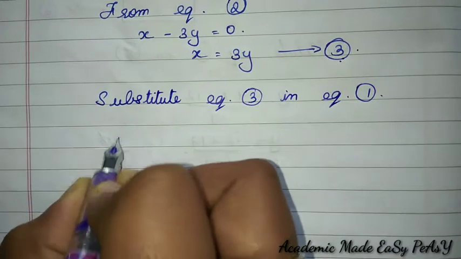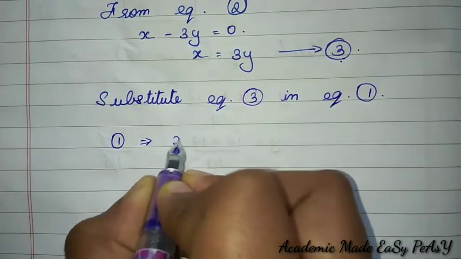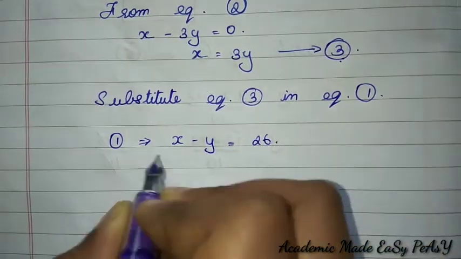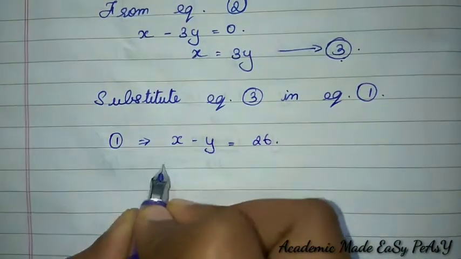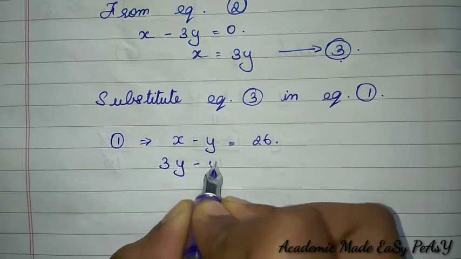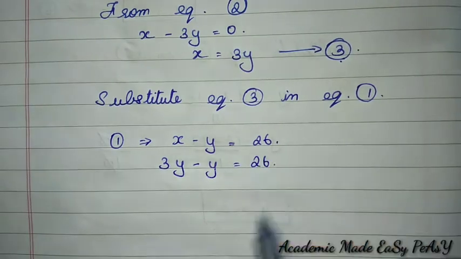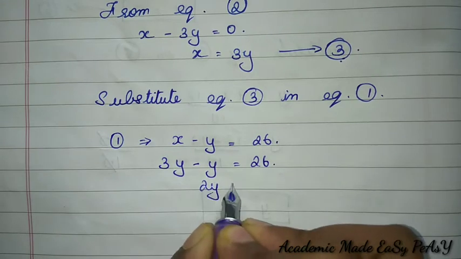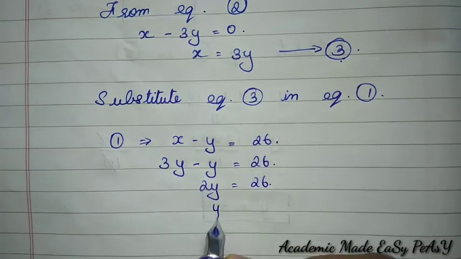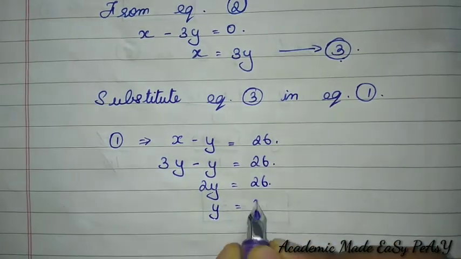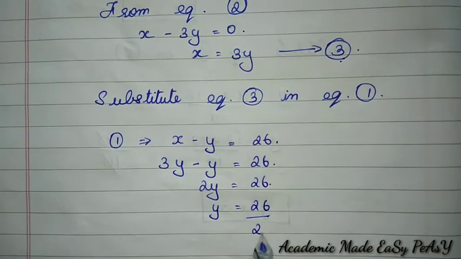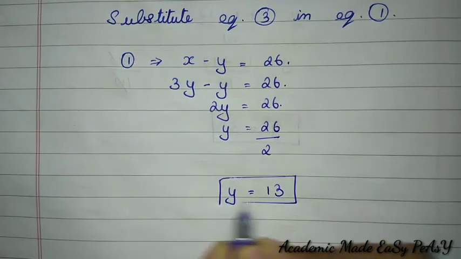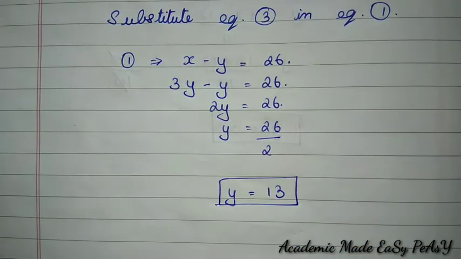So what is equation 1? Equation 1 implies x minus y is equal to 26. So what is x over here? It is 3y. So 3y minus y is equal to 26, and 3y minus y is 2y equal to 26. So therefore y is equal to 26 divided by 2. So therefore y is equal to 13. So I got the value of y.